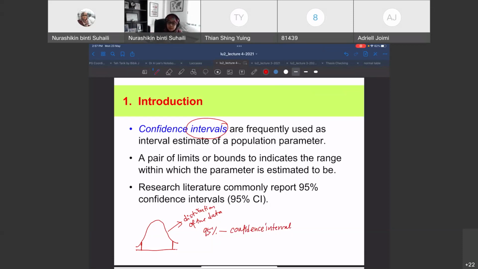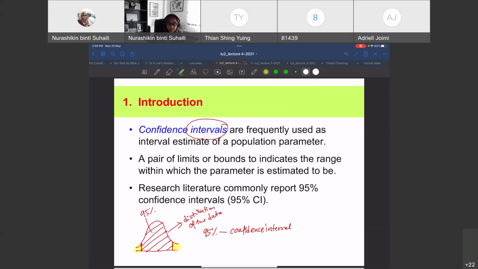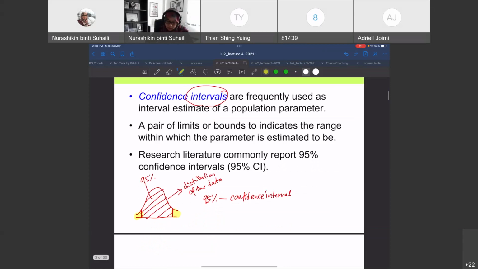Confidence intervals are limits or bounds to indicate the range within which the parameter is estimated to be. So you cannot say your confidence interval is 100%. It's not logical. The normal interval used by statisticians is 95% or 99%, but normally it's 95%. 95% makes sense, as the 5% is because of error. Imagine the whole distribution: this is 95%, and the tail areas hold some errors, which is 5%. So that is the confidence interval.